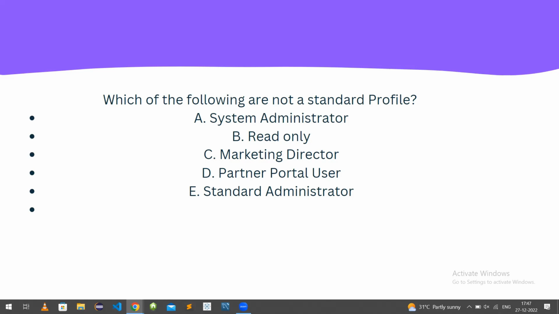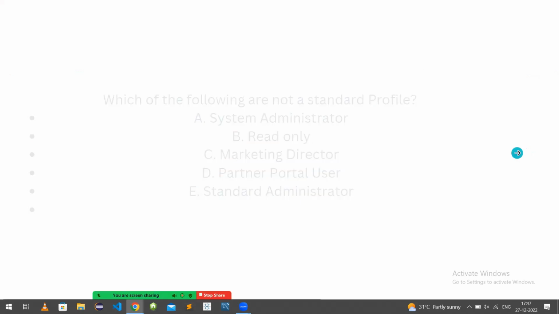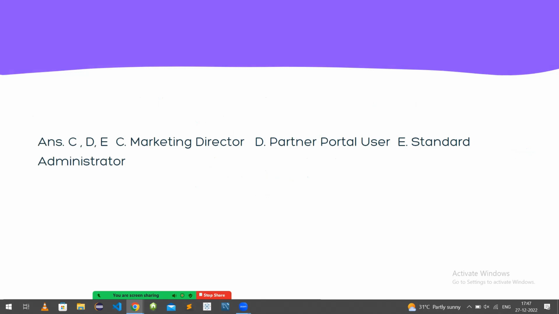So here we know that system admin and read only are standard profiles, as we have seen. So what are not? Marketing director, partner portal user, and standard admin, because you will not be able to see all these options while choosing a profile for any user, right? You can make them, but these are not the profiles which are given by Salesforce itself.